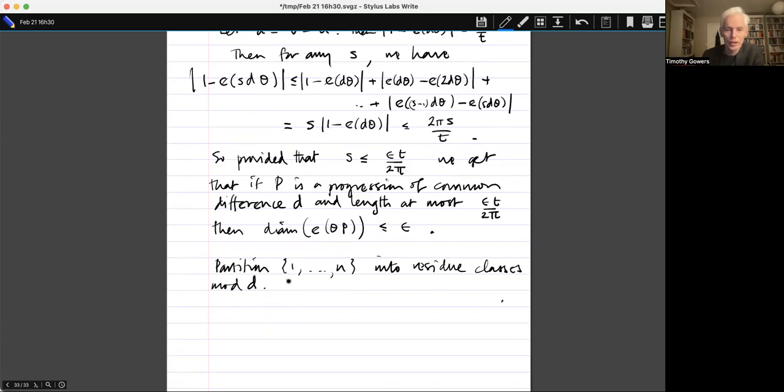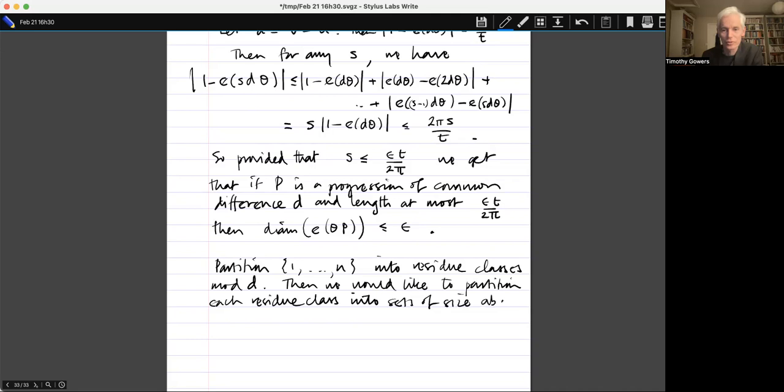And then we would like to partition each residue class into sets of size about epsilon t over 2 pi. So when can we do that? Well, one problem is that the residue class won't necessarily have size that's a multiple of epsilon t over 2 pi.